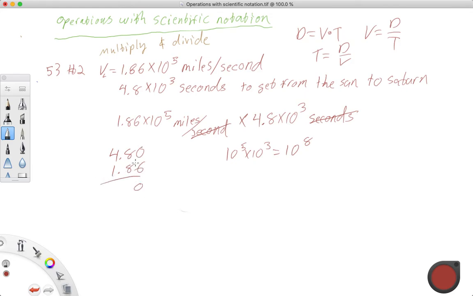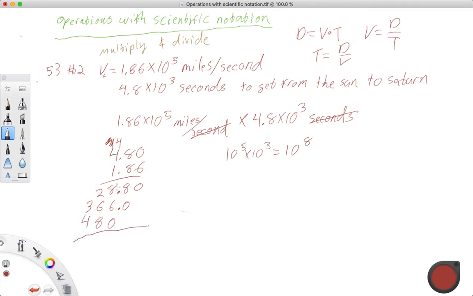6 times 0 is 0. 6 times 8 is 48. 6 times 4 is 24, plus 8, that's 28. 8 times 0 is 0. 8 times 8 is 64. 8 times 4 is 32, plus 4, that's 36. And 1 times 0 is 0. 1 times 8 is 8. 1 times 4 is 4.